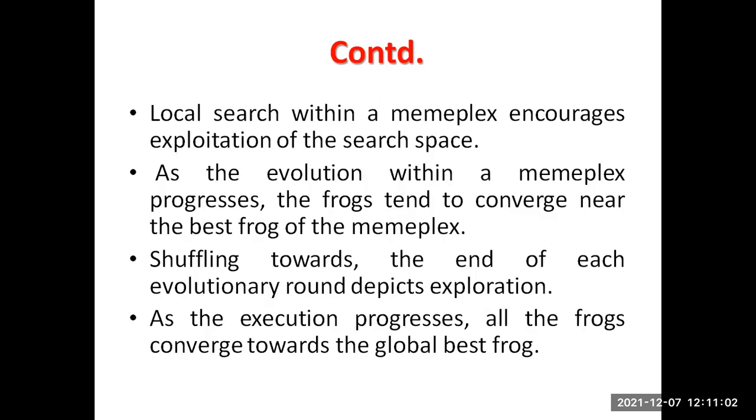The local search within the memplex encourages exploitation of the search. I have shown you that graphical illustration: global search means exploration, and local search means exploitation. So local search within the memplexes encourages the exploitation of the search space. As the evolution within the memplex progresses, the frogs tend to converge near the best frog of the area.